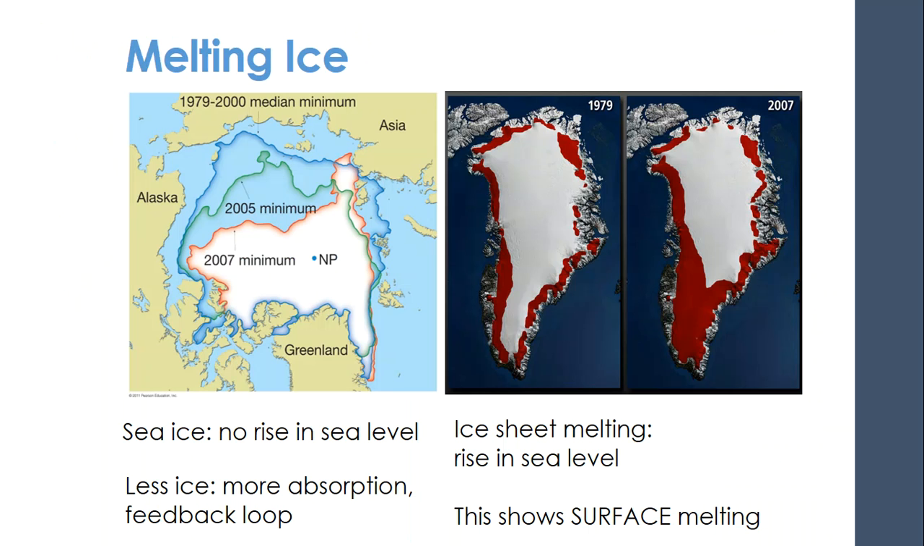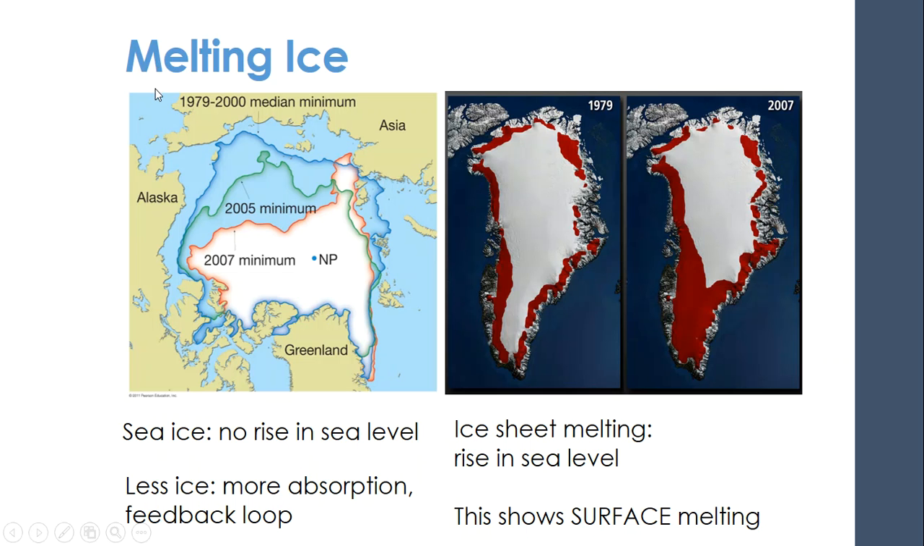And again, we can look at melting ice, right? So we can look at ice sheets. Here is one just north of Greenland. And so ice sheets expand and contract through seasons. So in the winter, they get bigger, and then in the summer, they shrink.